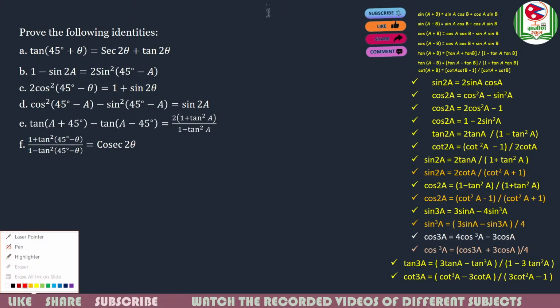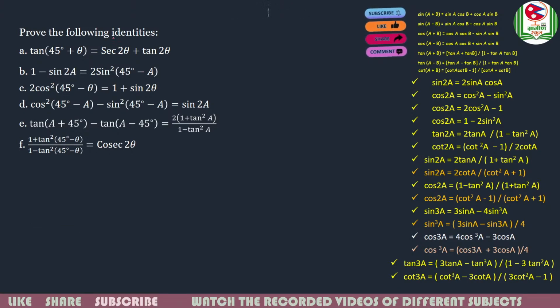For this, first of all, in part A, we have to prove tan(45° + θ) equals sec 2θ + tan 2θ. How to solve it? Let us take the LHS. Here LHS is equal to tan(45° + θ).